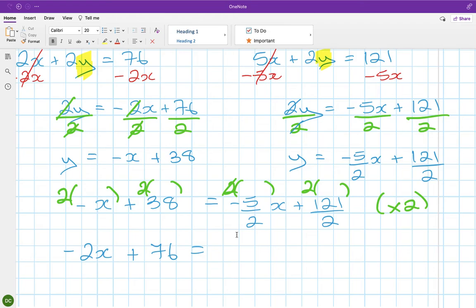Third one, the 2's cancel. So I have minus 5x. And in the last one, the 2's cancel. So I have 121.